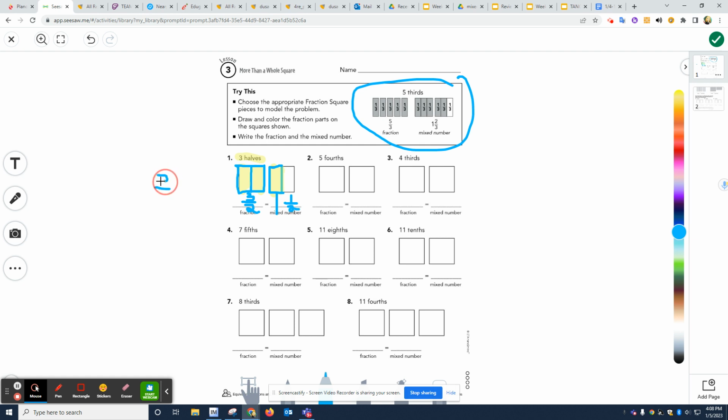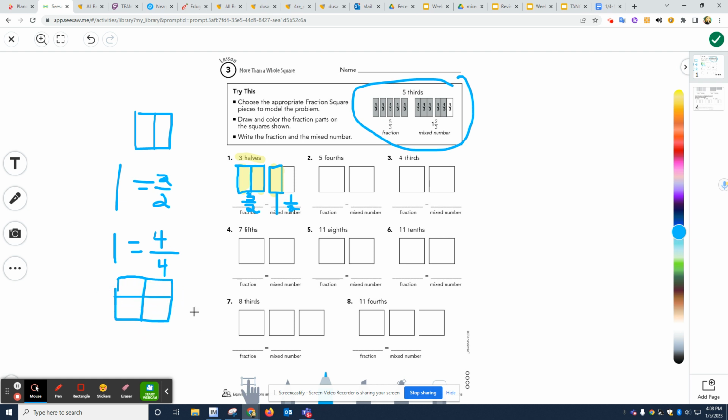Now, I was talking with my students yesterday about one whole. If I have one whole and I cut it in half, I have 2 halves. If I have one whole and I cut it into fourths, I would have 4 fourths. So if I draw a model down here, I have 4 fourths. I haven't taken any away. So that's something to think about.